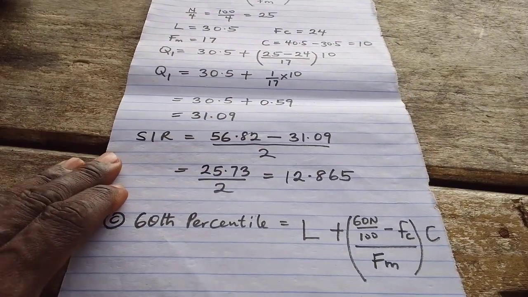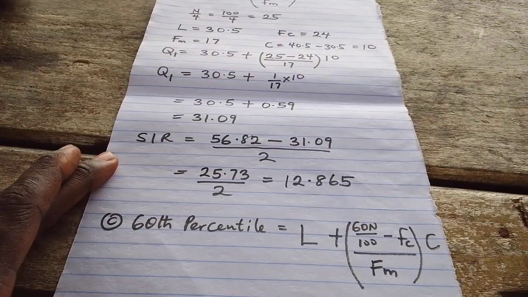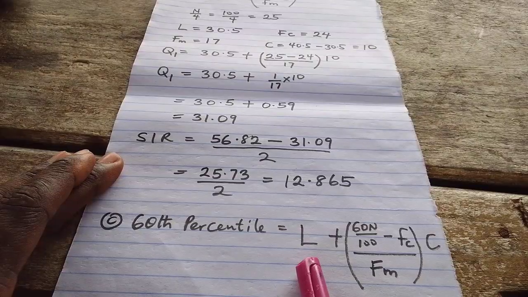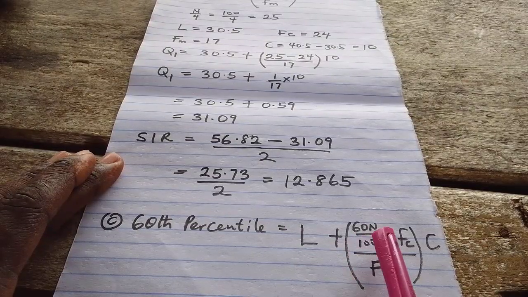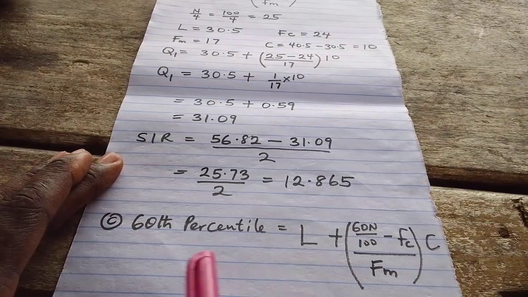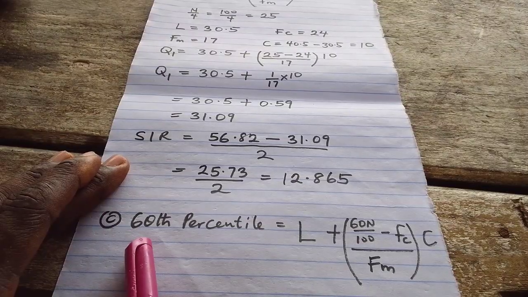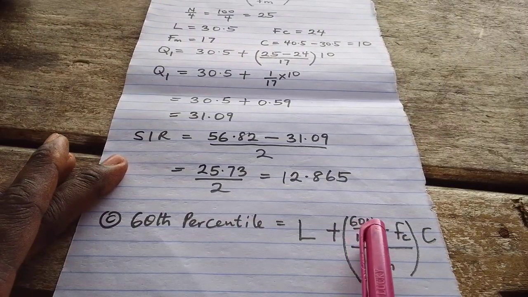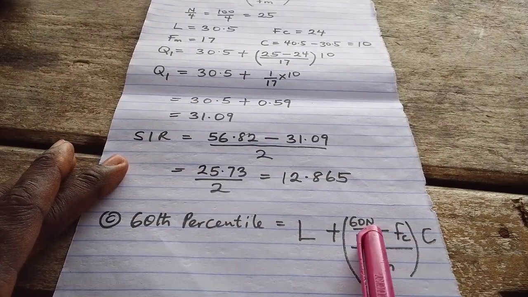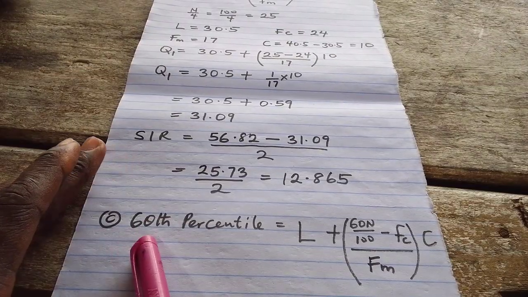The C part of the question says we should look for the 68th percentile. To get the 68th percentile, we are going to say L plus 68N over 100 minus FC over FM times C. This percentile depends on what you are looking for. If they tell you 80th percentile, that means the value here should be 80N/100. If you are told to do the 10th percentile, that means the value here should be 10N/100. It depends on what you are told to look for.